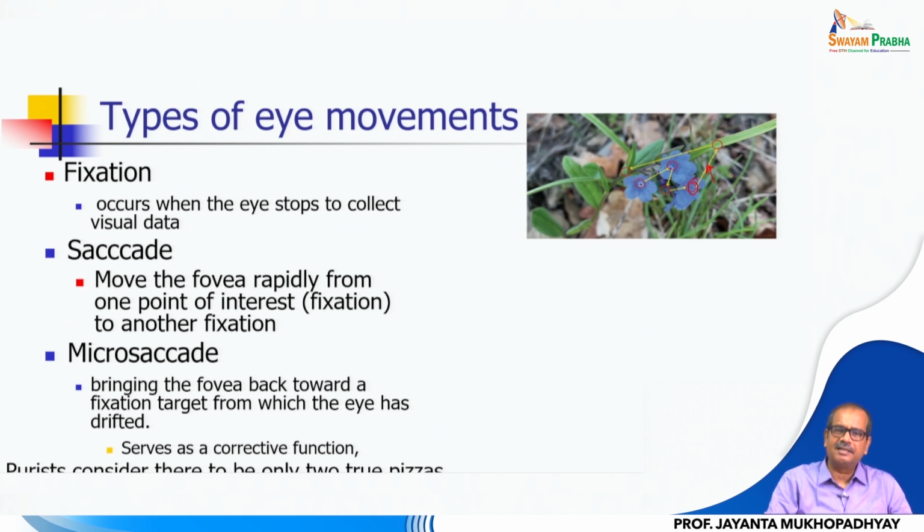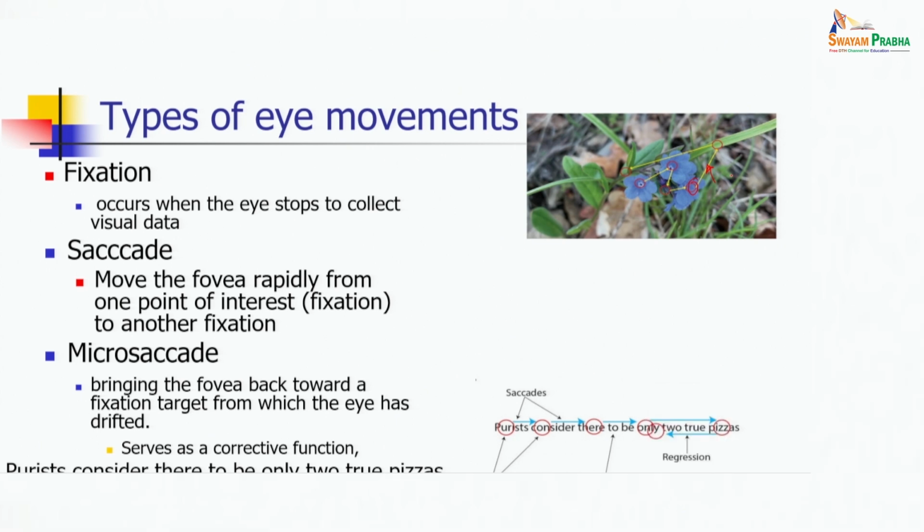And there is also another interesting example. Suppose you have a text which reads: purists consider there to be only two true pizzas. Now it has been observed that if I use the eye tracker for a viewer to read this text, these are the zones of fixation. So we give more attention to the UR portion of purists, the ON in considers, this is only, and this is pizza. These are the fixated zones. On the other hand, these are the saccades, the saccadic zones.